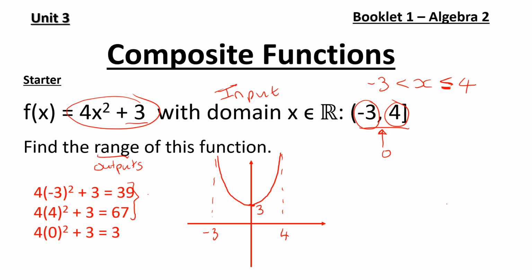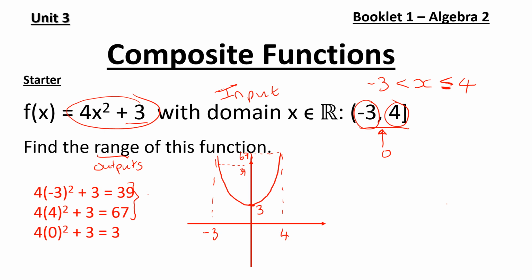So I know from my workings earlier on that at -3 on the x-axis, I'm at 39 on the y-axis. But from 4 on the x-axis, I know that I'm at 67 on the y-axis. So now I look at the graph that I've got, and I'm looking at the y-axis, because remember that inputs and outputs are like x coordinates and y coordinates. So I'm now looking at the y coordinates, and I'm thinking for this graph, what's the lowest value it hits on the y-axis, and what's the highest value it hits on the y-axis?